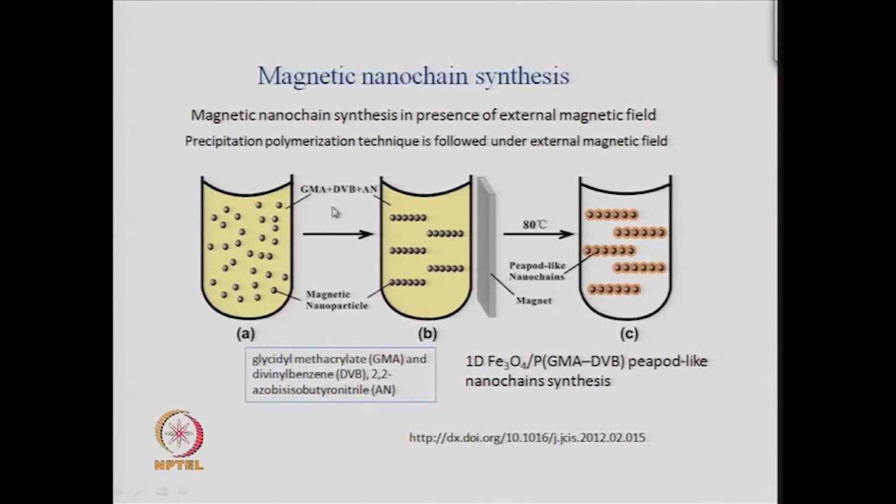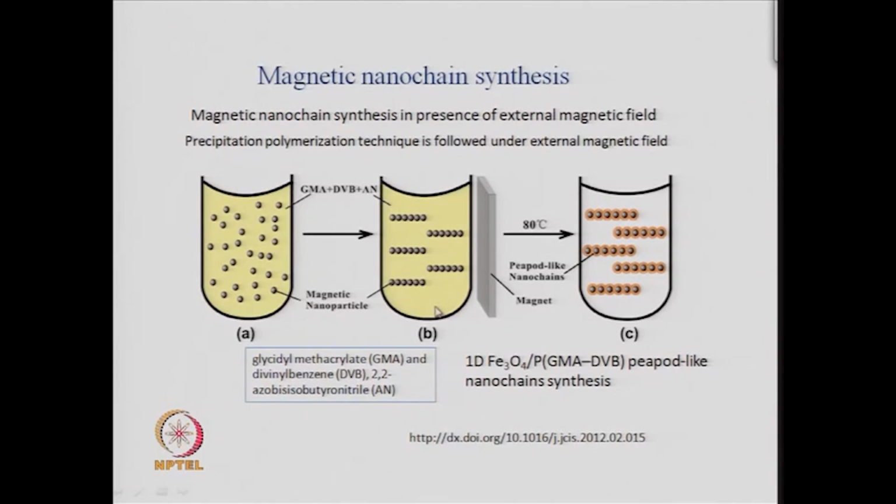So, you add them together with the magnetic nanoparticles and you apply a magnetic field. So, you bring a magnet close. The magnet will align these particles, and once they are aligned, the monomers in this mixture will polymerize. So, you have a precipitation polymerization technique, and this polymerizes at around 80 degrees Celsius. Once in the presence of the magnet these particles are made into chains, then the polymerization occurs, and they form this kind of pea pod like nano chains. Pea pod means you have those peas with their cover, and they form a well defined cover on top of these particles. So, this is a methodology for synthesis of nano chains.